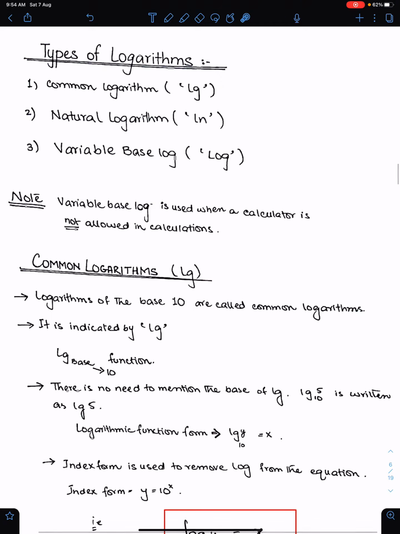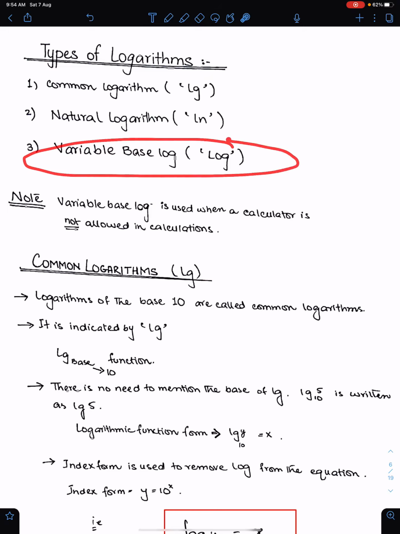Types of logarithms. There are 3 types of logarithms. Number 1, common logarithm, which is denoted by lg. Natural logarithm is denoted by ln, and variable based log is denoted by log. An important note, this log is used when a calculator is not allowed in calculations. You cannot use a calculator for this type of log. You can use a calculator for these 2 types of logs.